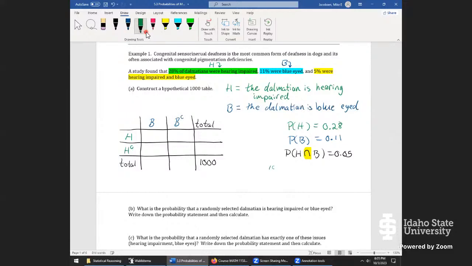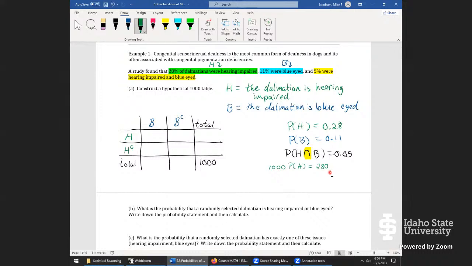We're thinking of, suppose you randomly select 1,000 Dalmatians, multiply it by the probability of being hearing impaired. Multiplying this number by 1,000 just moves the decimal place 3 spots over to the right, and we get 280 of them. So if there's a 28% chance of a hearing impaired Dalmatian, then after selecting 1,000 of them, we expect 280 hearing impaired Dalmatians. Does that make sense to folks at the moment?